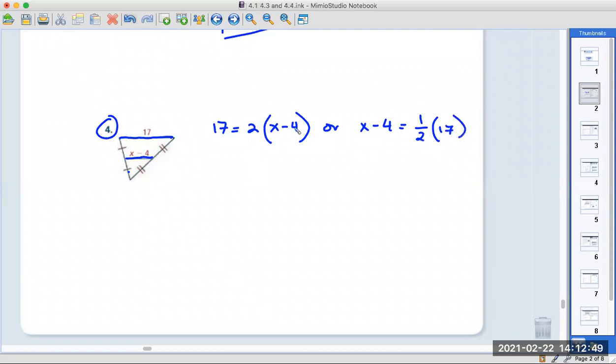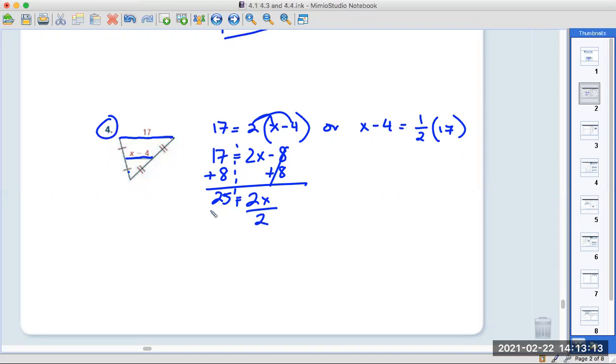But I'm doing it the easy way. I'm going to multiply this out. That's called distributing. 2 times x is 2x. 2 times -4 is -8. I will add 8 to both sides to undo the equation. 17 plus 8 is 25, right? Divide by 2. And turns out x is 12.5. Half of 17 is 8.5. Yep, works out both ways.